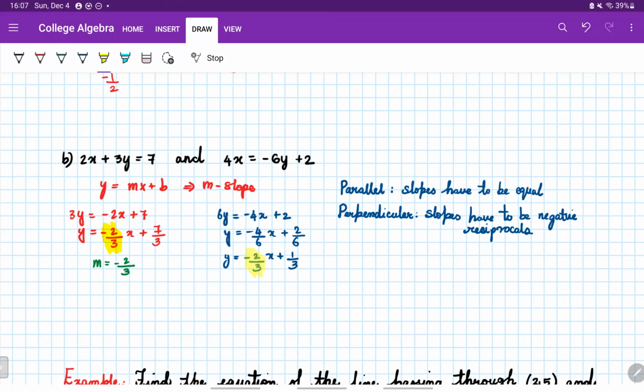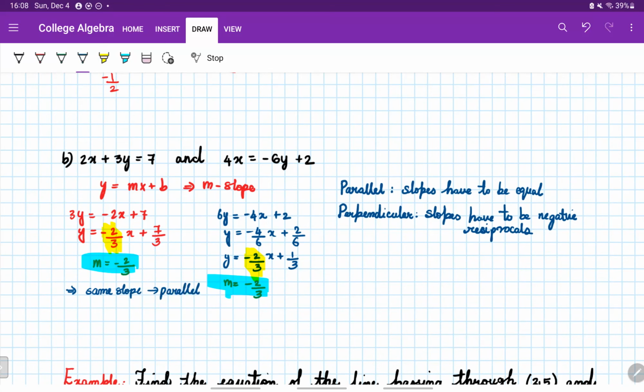Here we have our m, which is negative 2 by 3. As you see here, we have the same m for both the equations, that is, we have the same slope, which makes them parallel. So since they have the same slope, they are parallel lines.